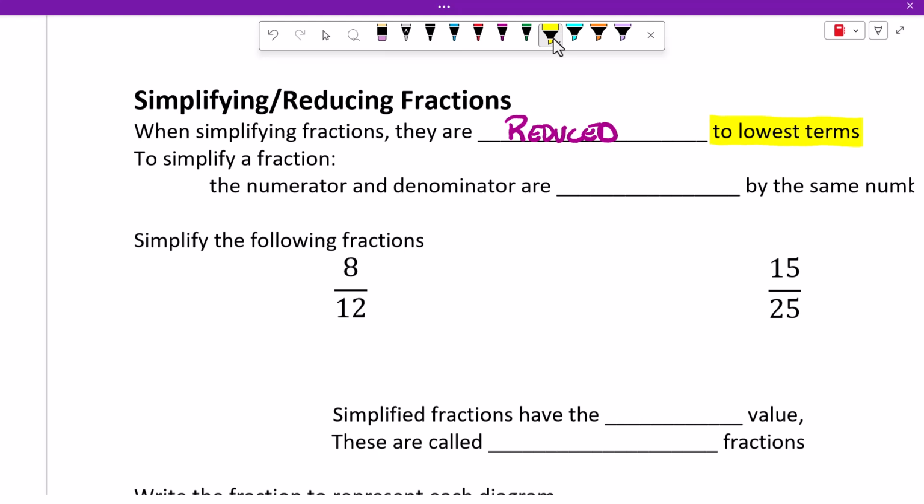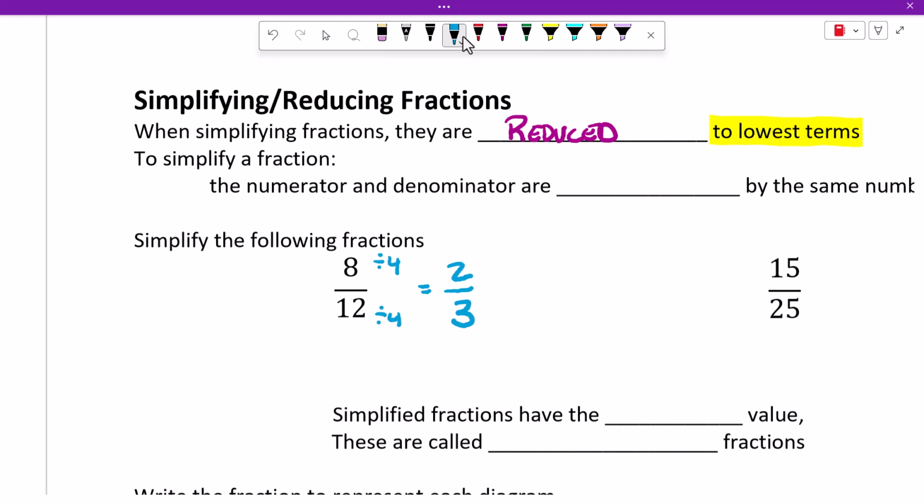So if I wanted to reduce that fraction 8 over 12, what do we do? Do we add, do we subtract, do we multiply, do we divide? What do we do? Divide. We divide the top and the bottom by the same number. So you go, okay, what number can both 8 and 12 be divided by? Nina? 4. Right, so we divide by 4 here, and we divide by 4 here, and we write out the new fraction. So 4 fits into 8 twice, and 4 fits into 12 3 times.